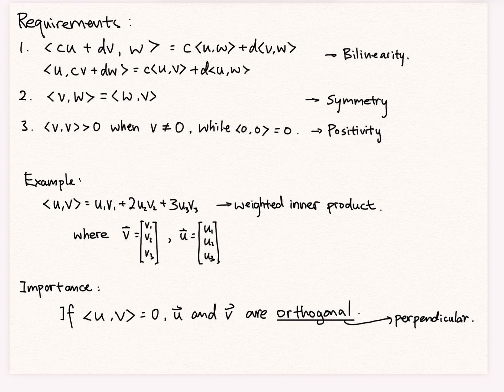And the second is symmetry. I think it's quite obvious what it is. And number 3 is positivity, where the inner product of v by itself is greater than 0, and it's only 0 when v is 0. So it has to be positive. And here's an example of what an inner product could be defined as.